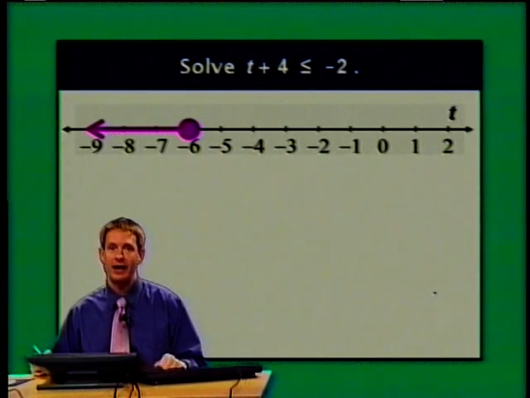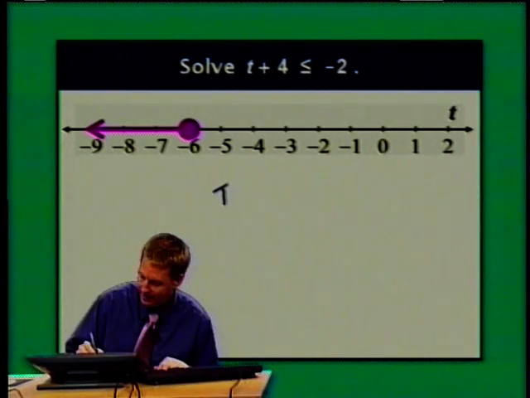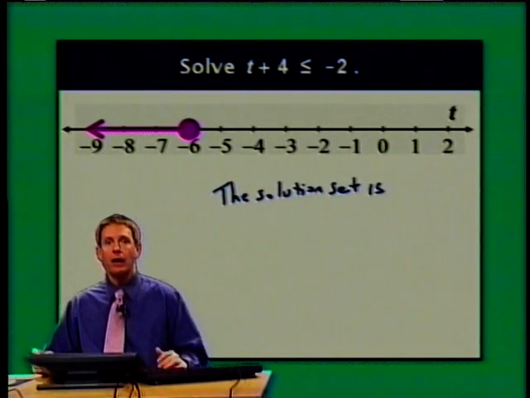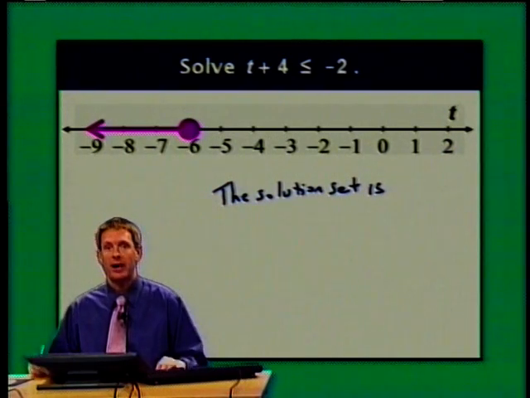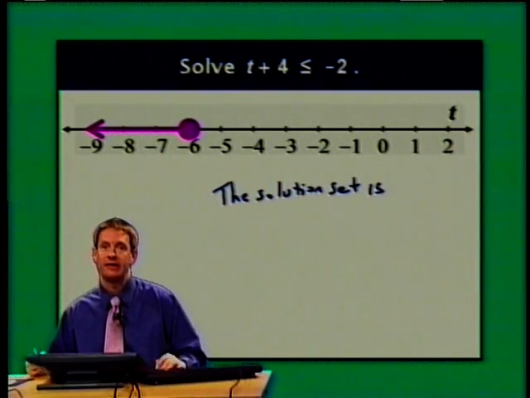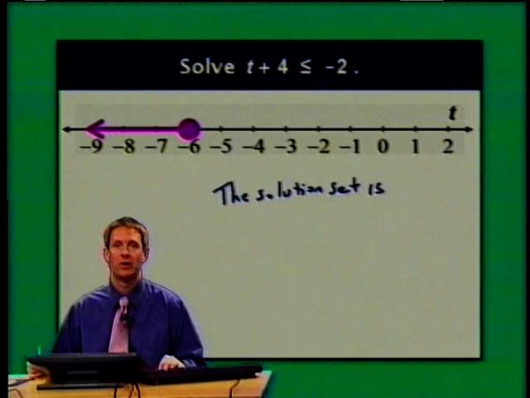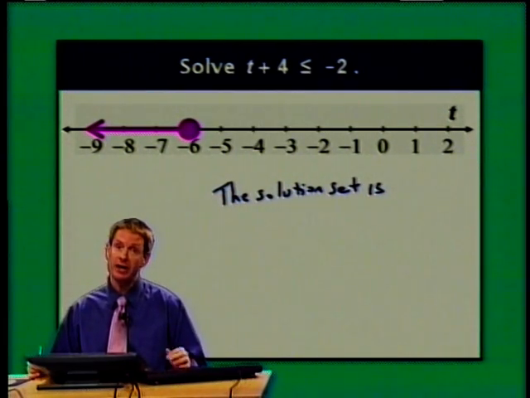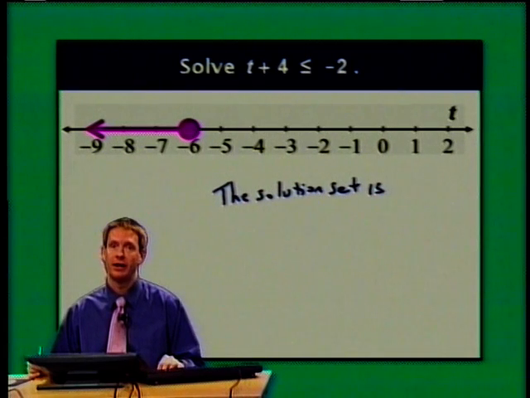So let's go ahead and state our solution set. The solution set is, now if we're working a problem on a test and there's directions that say state your solution set using set builder notation or state your solution set using interval notation, you need to make sure that you use the proper notation. If there is no such specification, you can choose whichever notation you want.